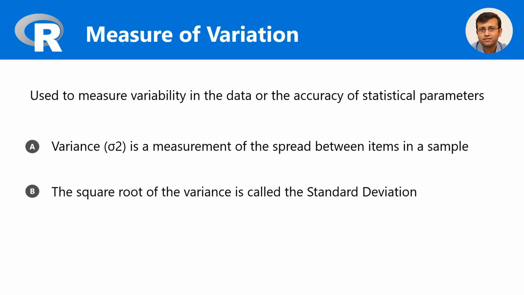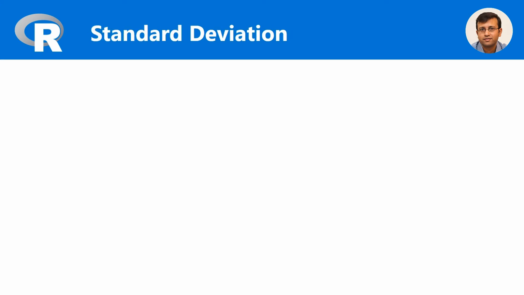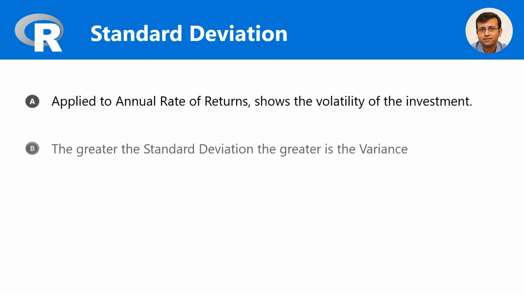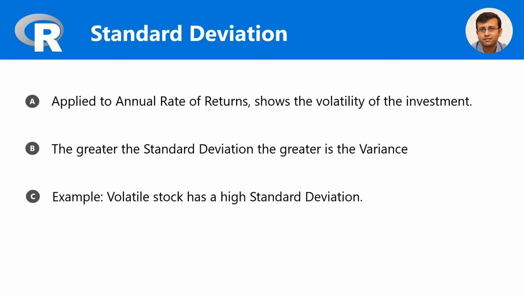The standard deviation is a statistical measure in finance that, when applied to the annual rate of return of an investment, sheds light on the historical volatility of that investment. The greater the standard deviation of securities, the greater the variance between each price and the mean. For example, a volatile stock has a high standard deviation, while the deviation of a stable stock is usually rather low.